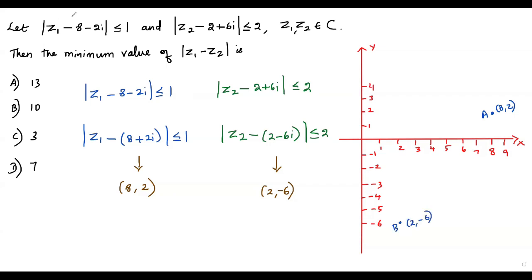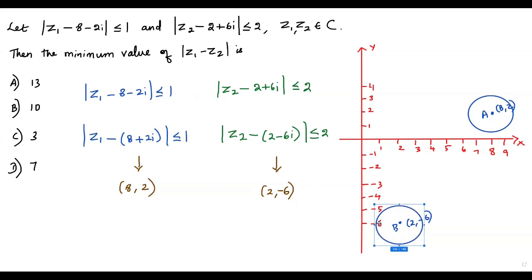Okay, now I'm going to draw a circle around this point A with 1 unit radius. That is, I have drawn a circle by taking the point (8, 2) as a center, and radius just 1 unit. So why do I have to draw a circle over here with center (8, 2) and radius 1 unit? There is a reason, I'll tell you later. And also let me draw a circle with center (2, -6) and radius 2 units over here.